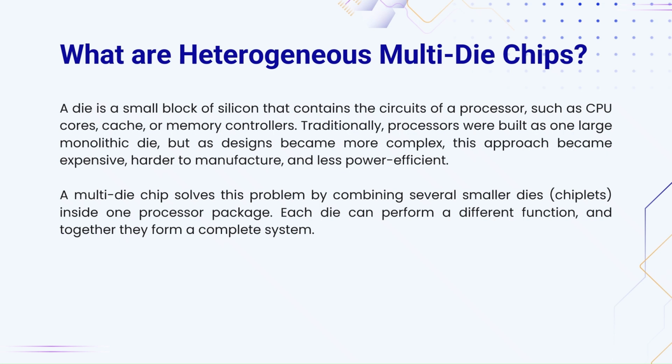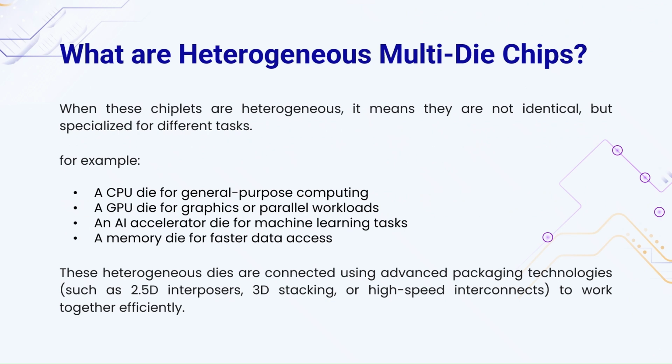A multi-die chip solves this problem by combining several smaller dies, also called chiplets, inside a single processor package. Each die can perform a different function and together they form a complete system. Now, when these chiplets are heterogeneous, it means they are not identical. Each die is specialized for a particular task.